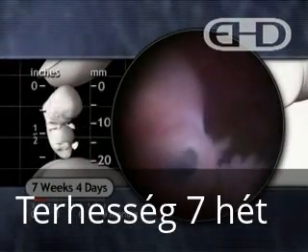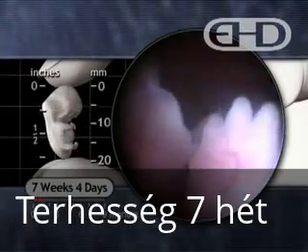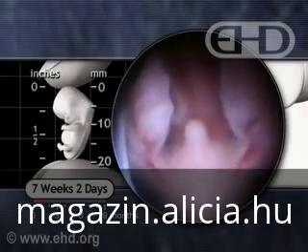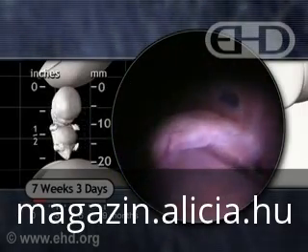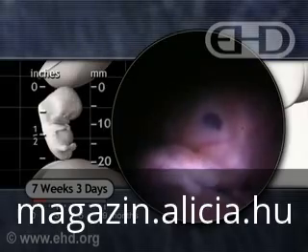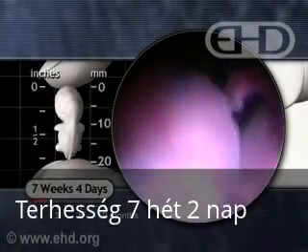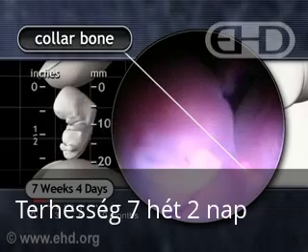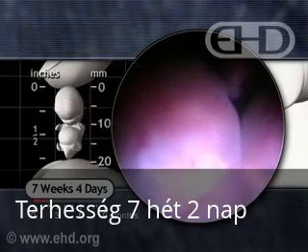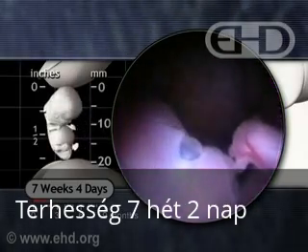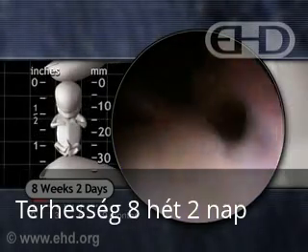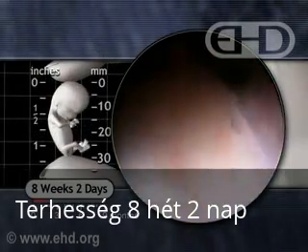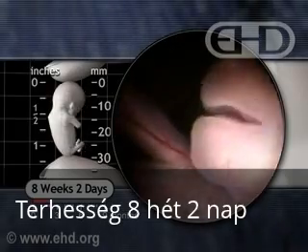Hiccups have been observed by 7 weeks. Leg movements can now be seen, along with a startle response. Bone formation, called ossification, begins within the clavicle or collarbone and the bones of the upper and lower jaw. Although there is no air in the uterus, the embryo displays intermittent breathing motions by 8 weeks.